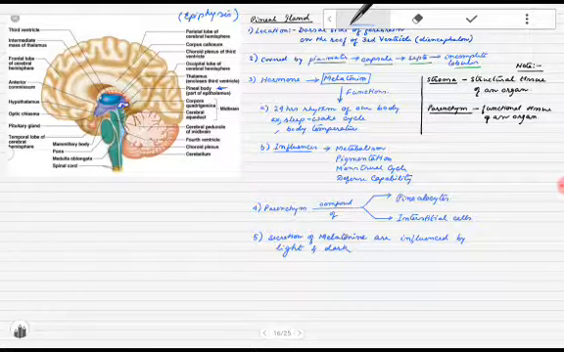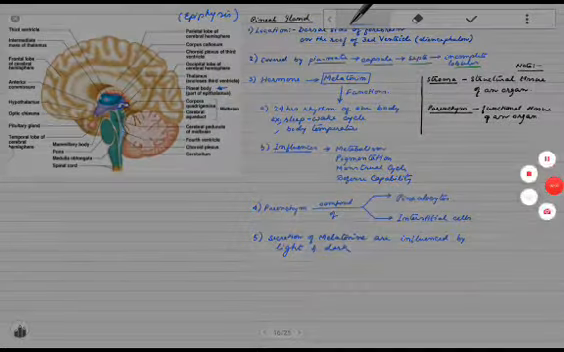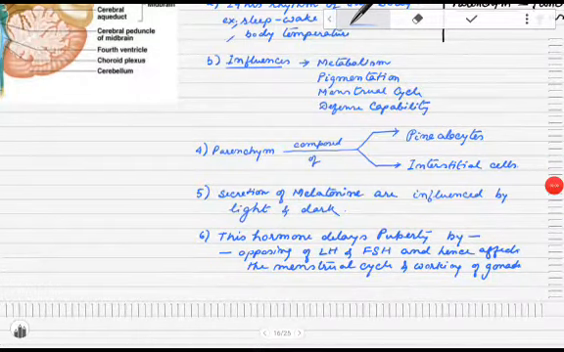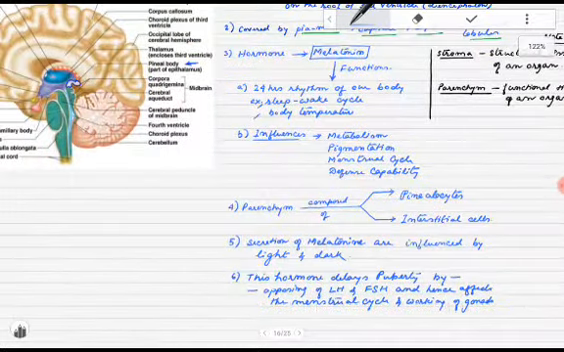Melatonin hormone also delays puberty in humans by opposing the action of LH and FSH, and hence affects the menstrual cycle and working of gonads. So you can note down this point over here. So this hormone delays puberty by opposing luteinizing hormone and follicle stimulating hormone, and hence it affects the menstrual cycle and working of the gonads.